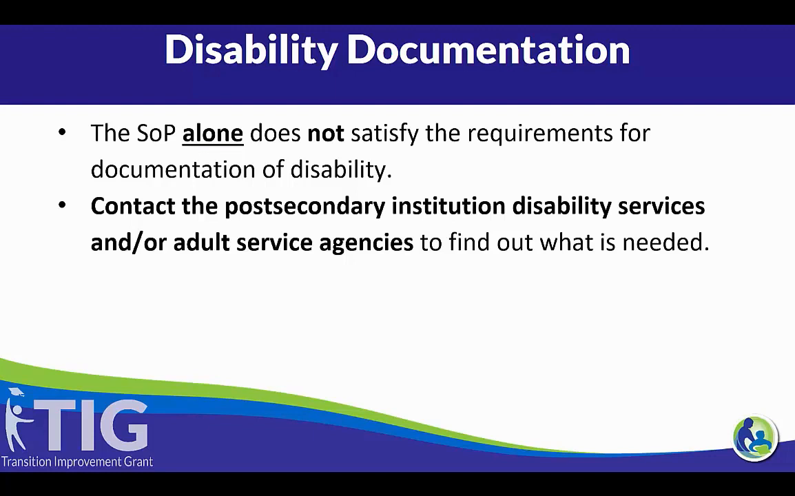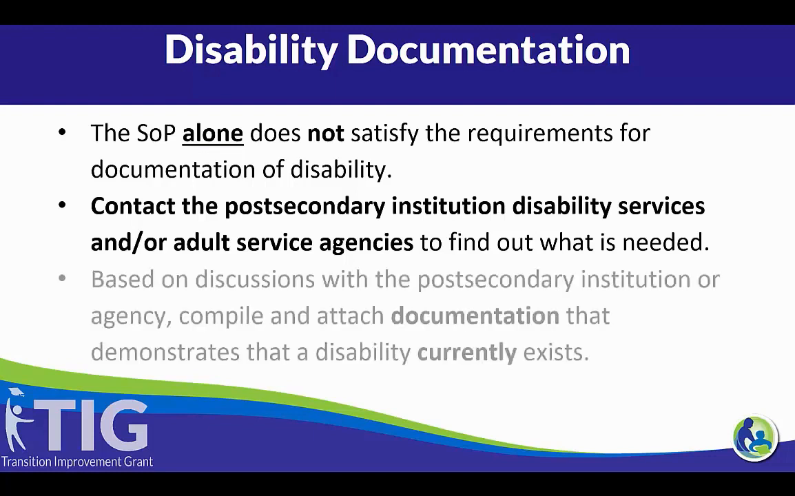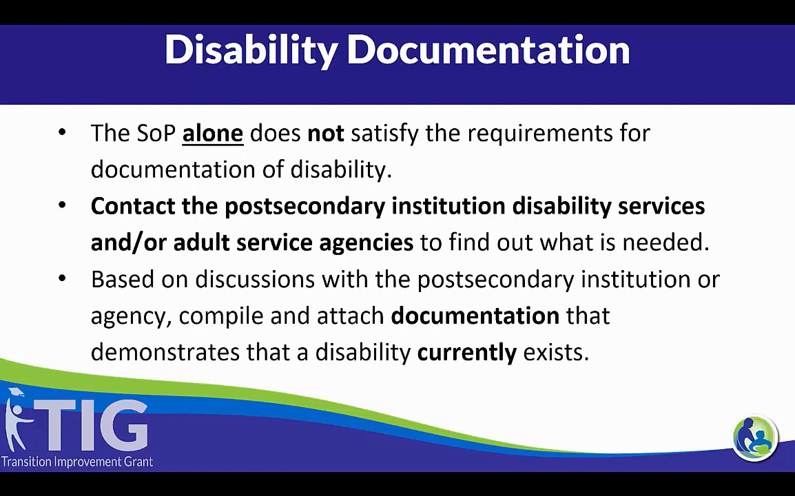The student will need written documentation of his or her disability, and it is helpful if it is attached to the Summary of Performance. You may need to contact the Disability Support Office at the post-secondary education institution to find out exactly what information they need from you to determine eligibility.